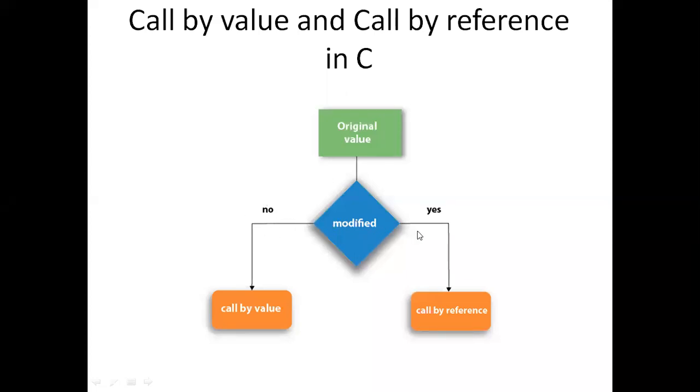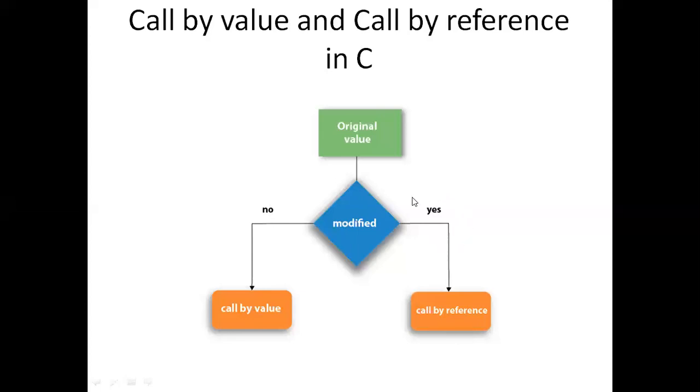And call by reference means that whatever value we have passed, if we manipulate that value inside the function, that value is going to be modified. These are the two key points we need to remember for call by value and call by reference. In call by value, if we manipulate the value inside the function, the value is not going to be changed.